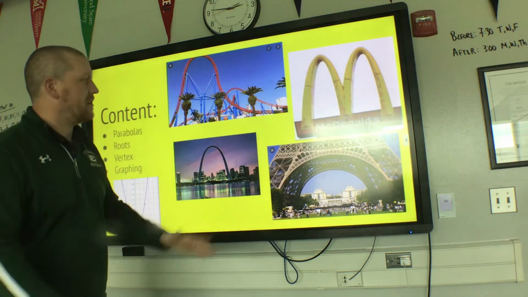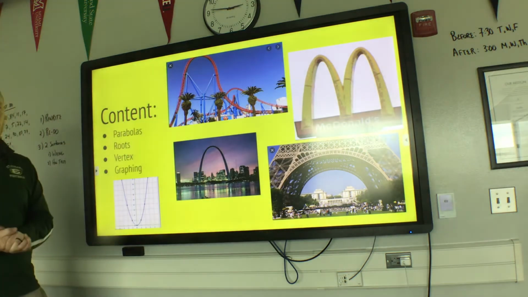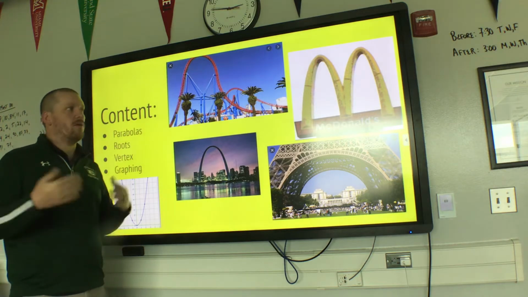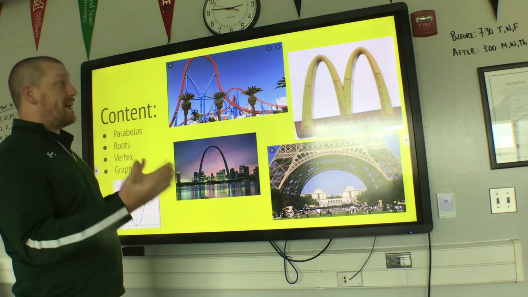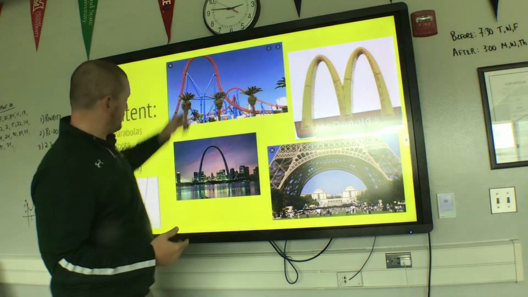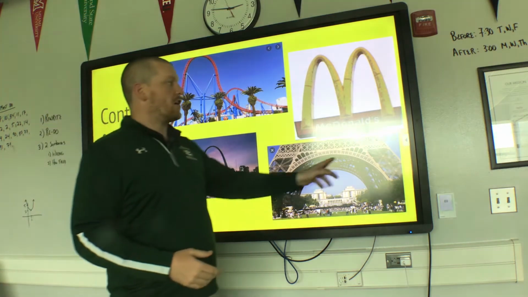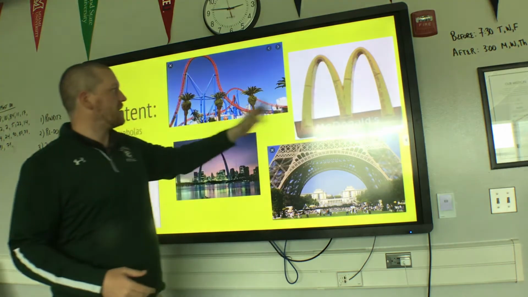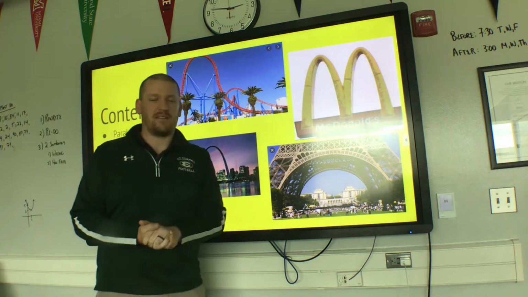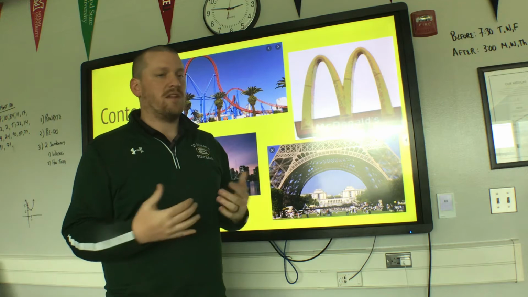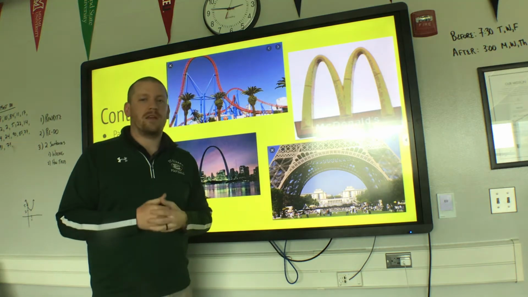So looking at the content that we're going to be talking about, I already kind of mentioned this a little bit, but here are some pictures of where you see some parabolas, roots, vertex, graphing, all within the real world. A lot of things are made up of parabolas. A parabola is just the shape, it either opens up or it opens down, like a bunch of different arches and towers, if you know some McDonald's arches or roller coasters. A bunch of different things that you can see are made with parabolas, and we're going to look at why they're being used so much.